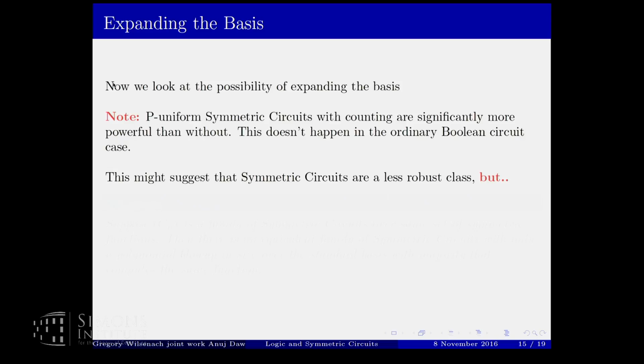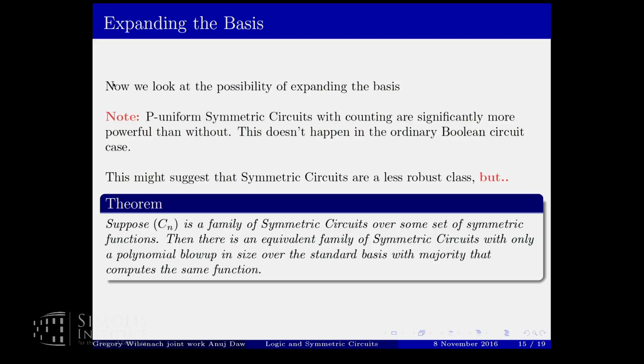What we might want to do if we're going to think about adding in functions is first ask, well, what functions might actually improve the power of the model? And it turns out if we are considering symmetric functions, that adding in symmetric functions to the Boolean basis does nothing. You can add in as many symmetric functions as you like, so long as you've got majority gates, you're not increasing the power of the model at all.